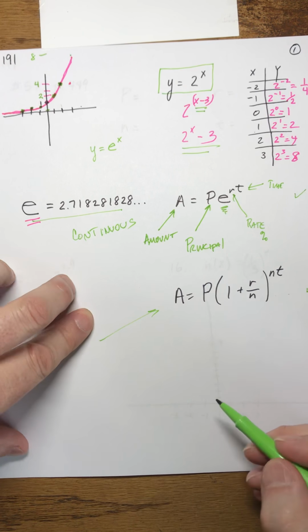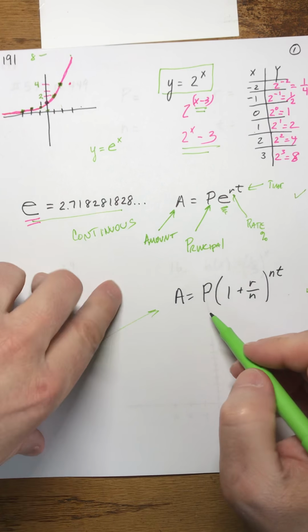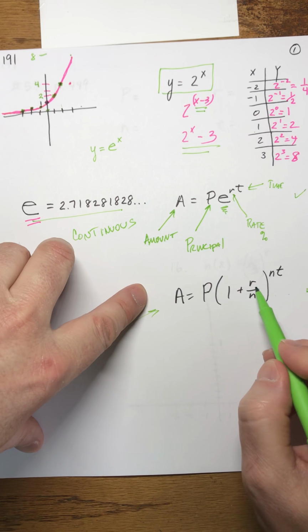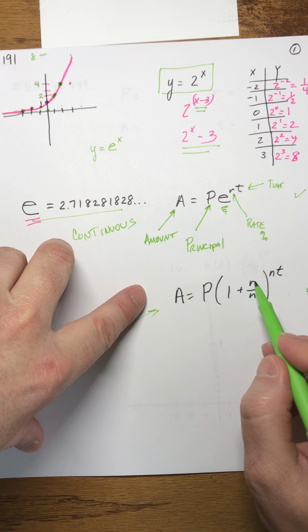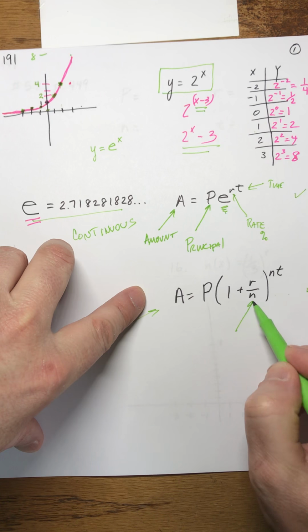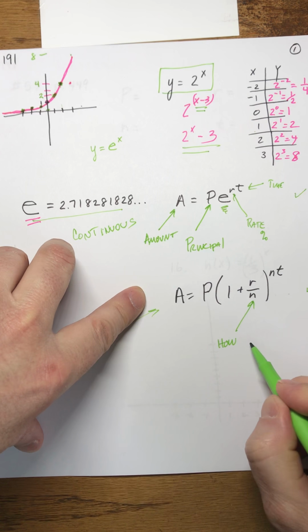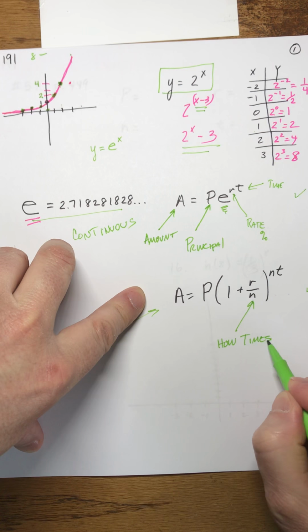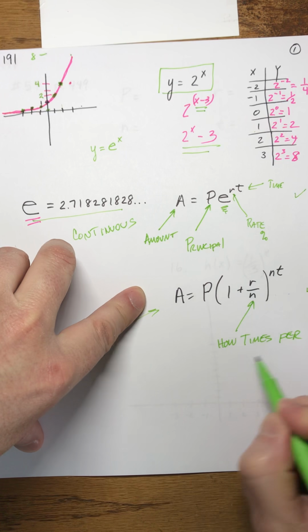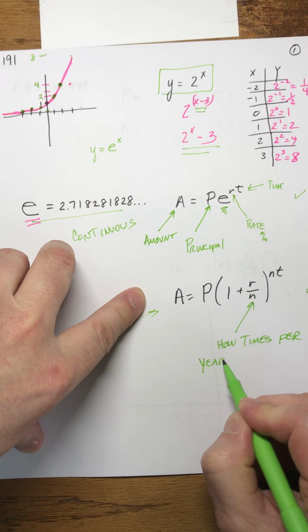This one is a little different, where the P is still the principal, the A is still the amount, you got 1 plus r, r is still the interest rate. n stands for how many times per year this thing is compounded.